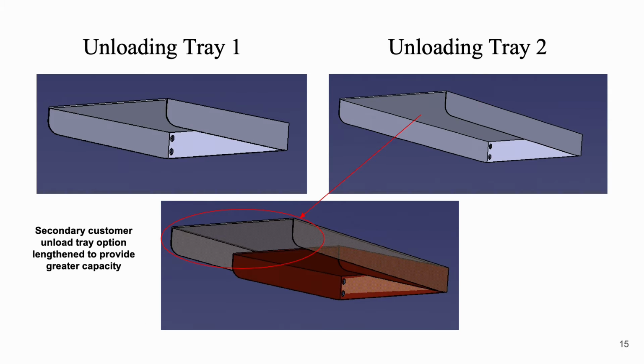In the overlapping image, you can see the dimensional differences between unloading tray 1 for the primary customer and unloading tray 2 for the secondary customers. Unloading tray 2 has been designed with the bigger dimensions to increase its capacity.